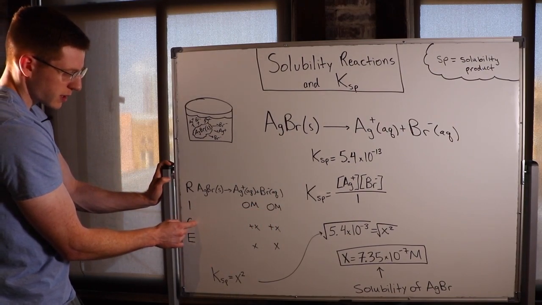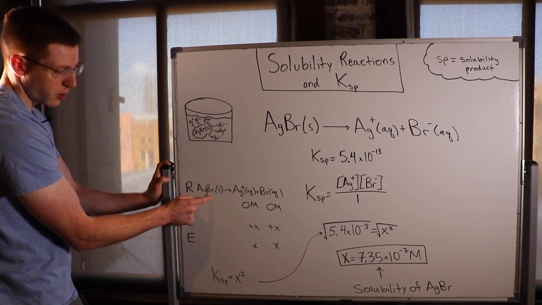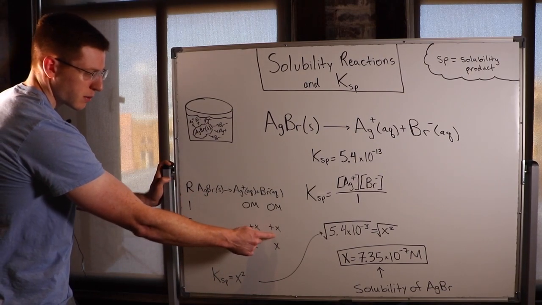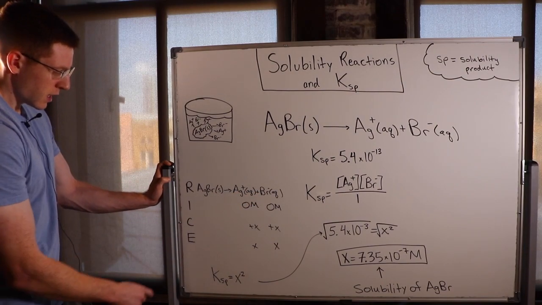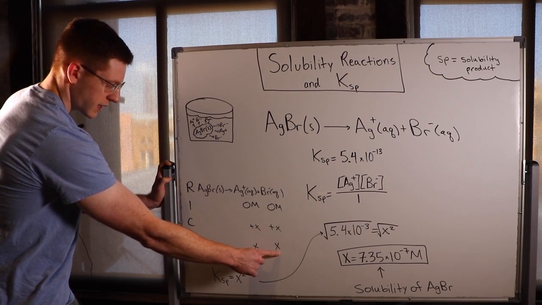And then our change: if the solid were included, we would have -x, but since it's a pure solid, we're not going to worry about it. Plus x for each one of our products. And then at equilibrium, 0 plus x and 0 plus x, we end up with x for each ion.